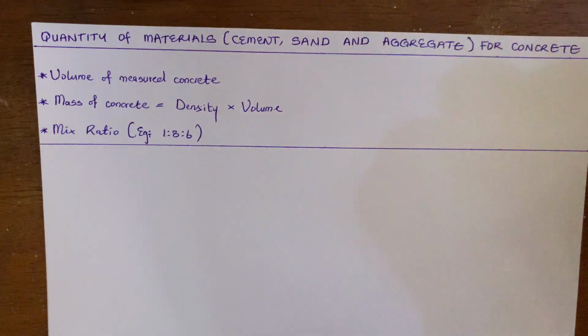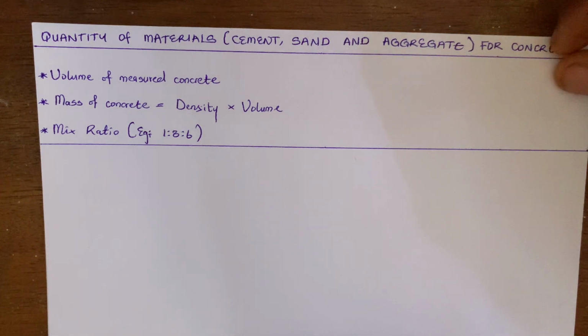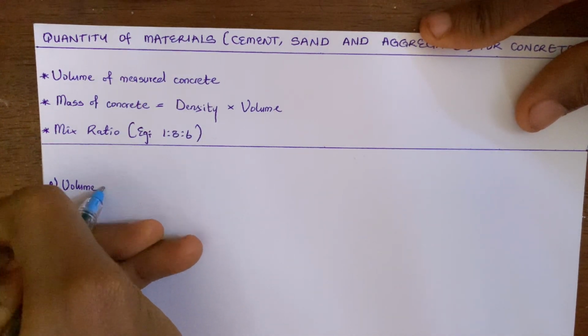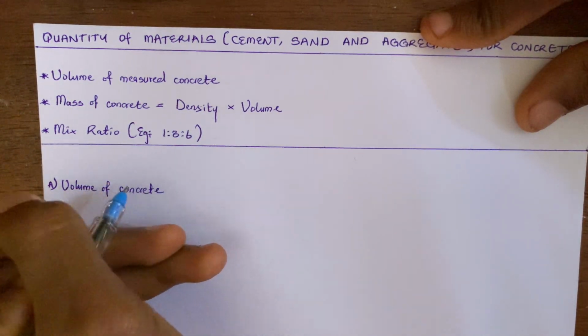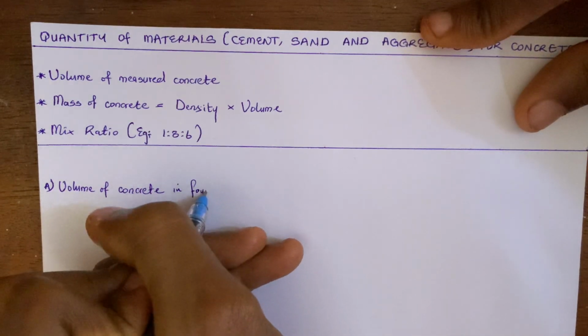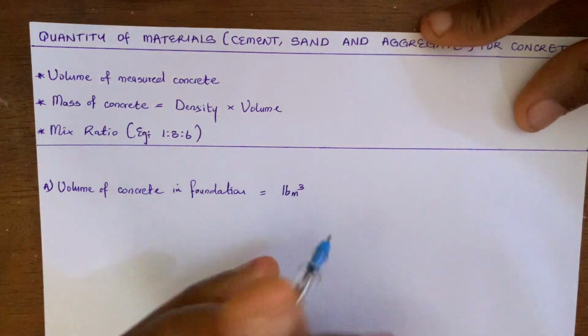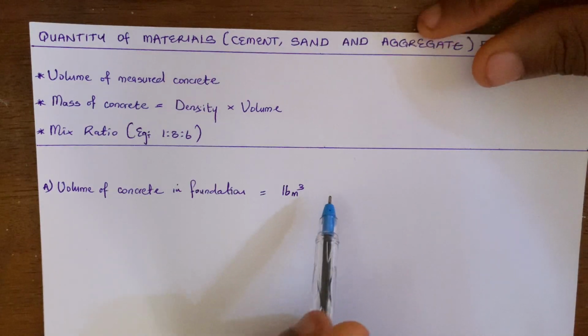So the first thing we have to be putting in mind is the volume of our concrete. So for example, let me just be practical. Assuming that in this operation, we're trying to determine the quantity of the materials used for the concrete in our foundation, and in our taking off sheet, we measured the total volume of concrete required to carry out our foundation. So we're going to be assuming that we measured 16 meter cube. So we can now see that volume of concrete in foundation is equal to 16 meter cube, meaning that what we measured when we were doing our taking off was 16 meter cube. This is under assumption.